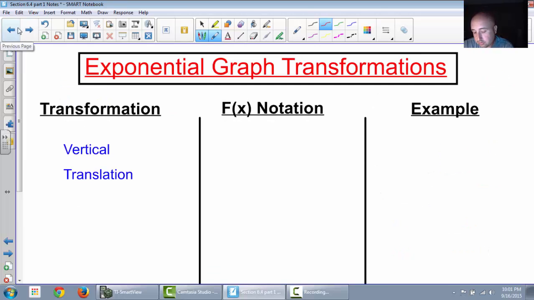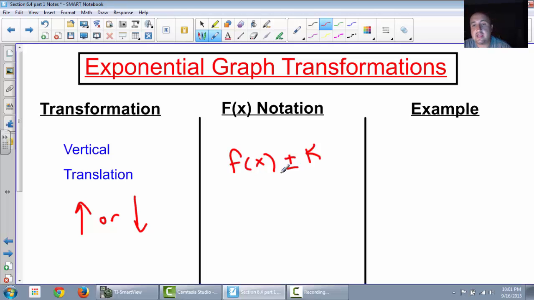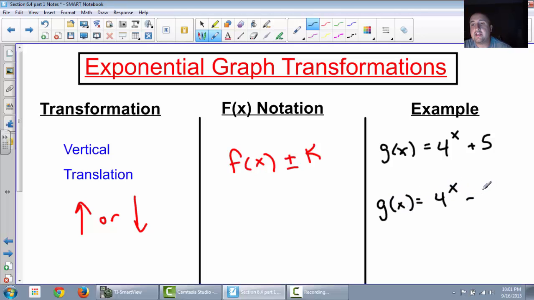Number 2 is a vertical translation. For this, the graph is going to go up or down. The function notation for this one is you take your whole function and you add some k to it. You're going to take your entire function and then add or subtract a k. So for instance, let's write a couple of examples down here. Let's say g of x equals 4 raised to the x plus 5, or another possibility would be g of x equals 4 to the x minus 6.